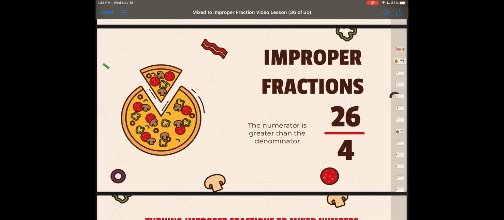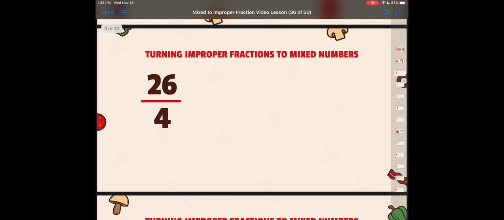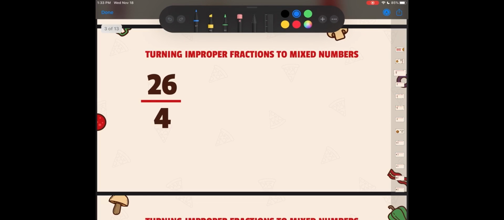First off, we have improper fractions. Improper fractions are where the numerator is greater than the denominator. Like the following fraction, I've got 26 fourths, and I know it's improper because 26 is greater than 4, right? If I've got 26 fourths, well, I know that 4 fourths makes 1 whole, so I'm dealing with a number that's greater than 1, right? So let's learn how to convert this to get those whole numbers out.